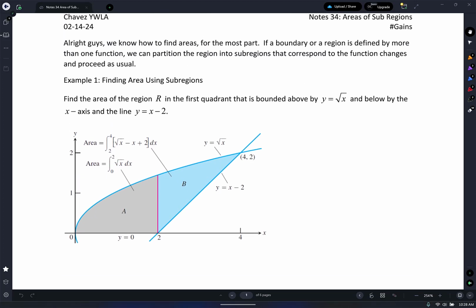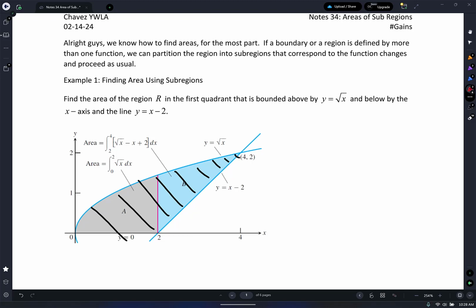Example 1. Finding area using subregions. It says, find the area of the region R in the first quadrant that is bounded above by y equals square root of x and below by the x-axis and the line y equals x minus 2. So here it is, guys. Here's the region I want.